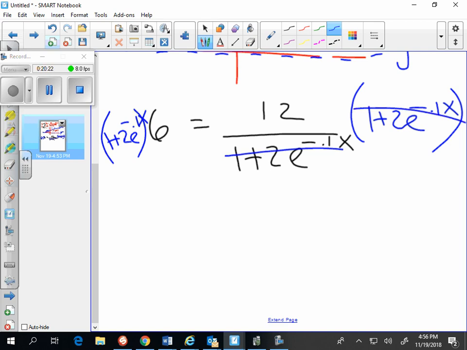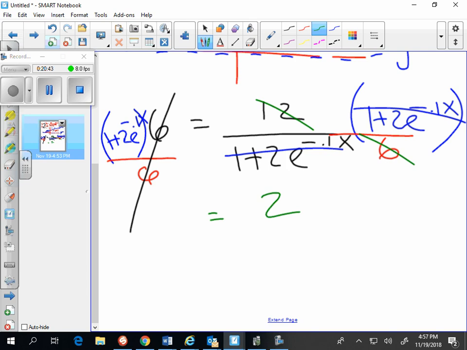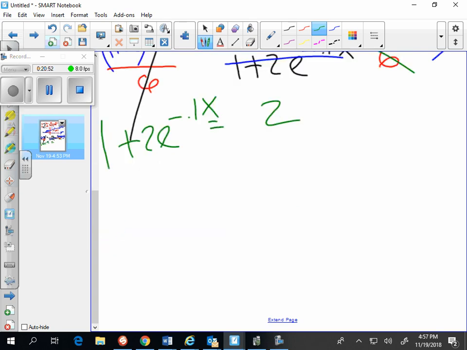Now, I strongly encourage you, resist the temptation to distribute on the left-hand side. Instead, I recommend dividing both sides by 6. Look what happens. On the left-hand side, those 6's cancel. On the right-hand side, 12 divided by 6 is 2. So now I've got a 2 on the right-hand side of the equation. And on the left-hand side, I just have the denominator, 1 plus 2e to the negative 0.1x. Well, now this is a pretty easy equation for us to solve.